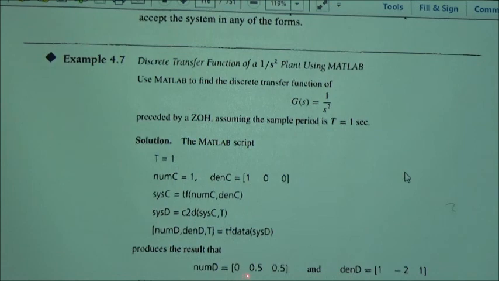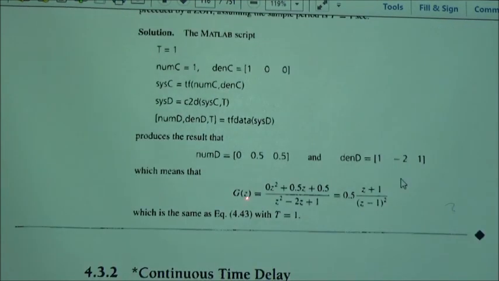Then your numerator is going to be 0, 0.5, 0.5, which comes out of MATLAB, and then the denominator is 1, minus 2, 1. In other words, G of z is (0 z squared plus 0.5 z plus 0.5) divided by (z squared minus 2z plus 1), which can be factored as 0.5 times (z plus 1) over (z minus 1) squared, because these three terms can be compacted into (z minus 1) squared.